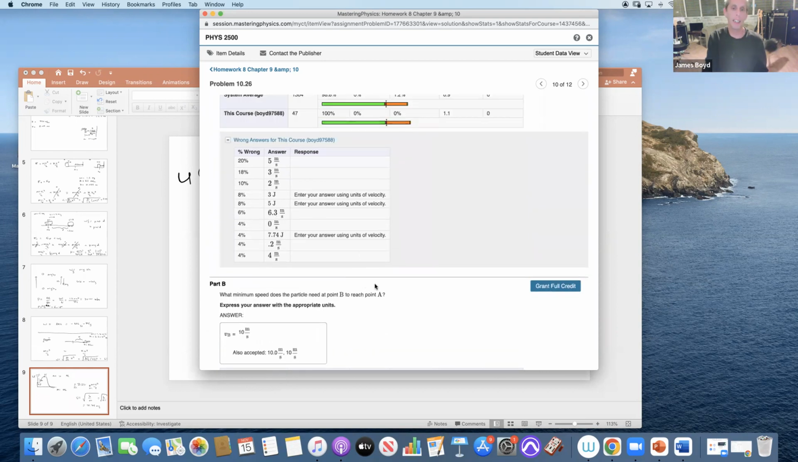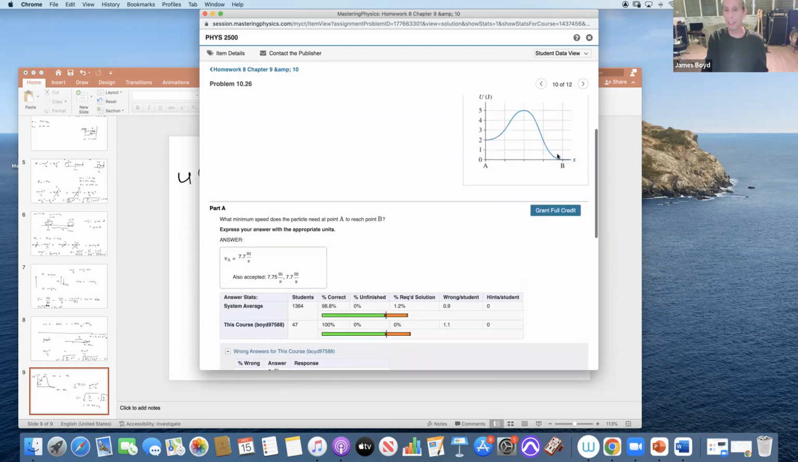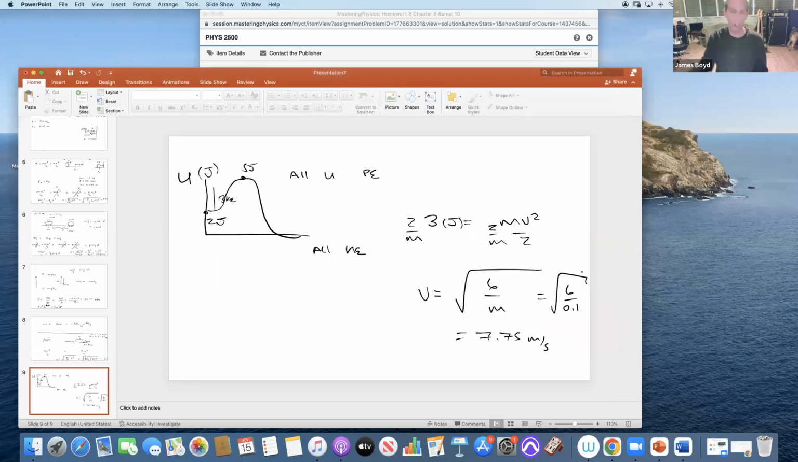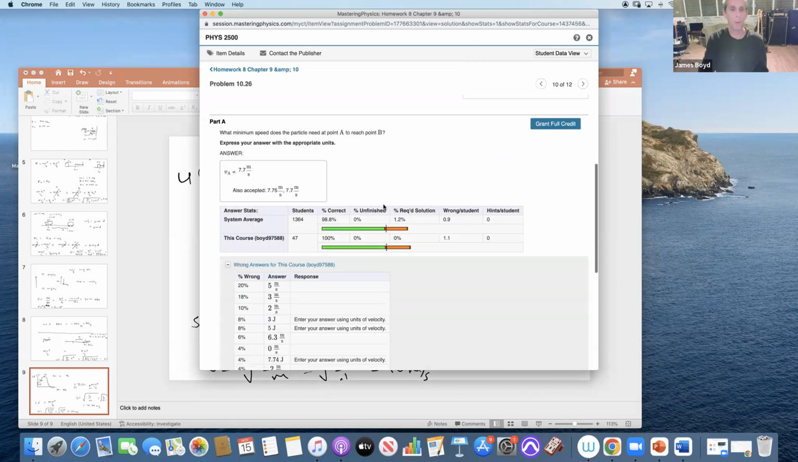What minimum speed does it need at point B to reach point A? Now at B, it needs to have 5 joules of kinetic energy because it has to have enough energy to get up that hill, and all it has at B is kinetic. So 5 joules is mv squared over 2. And v at B is the square root of 2 times 5 over m, which is 2 times 5 over 0.1. That's 10 divided by 0.1, which is 100, so the square root is 10 meters per second.